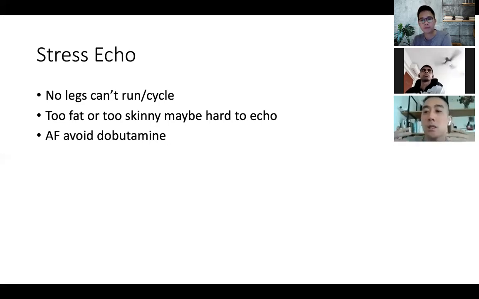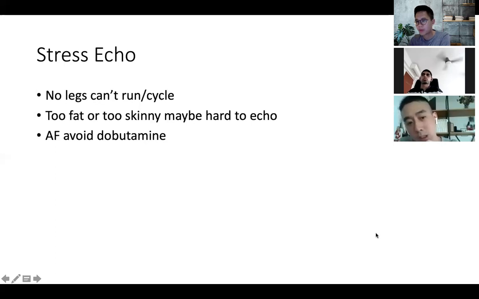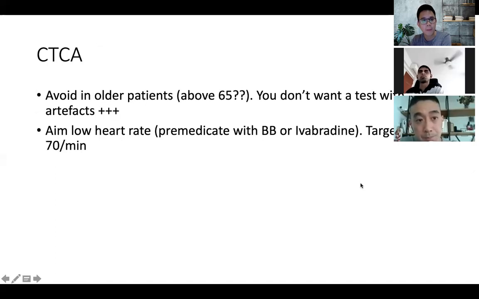So if a patient is very fat or has a very thick chest wall or a very big breast, for example, then try not to order the stress echo and put the patient through the hassle. Patients who are too skinny, like the COPD ones, usually don't have very good windows as well, so usually it's not a good idea to order a stress echo for them. And the other thing to note is that for patients with atrial fibrillation, try to avoid giving dobutamine, because they get a tachyarrhythmia, which can be quite difficult to control after. Okay.